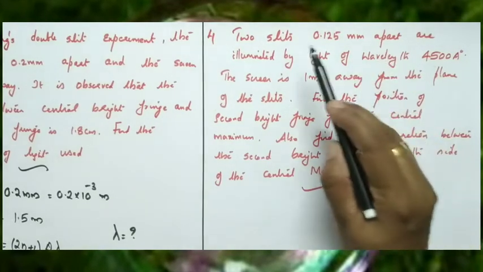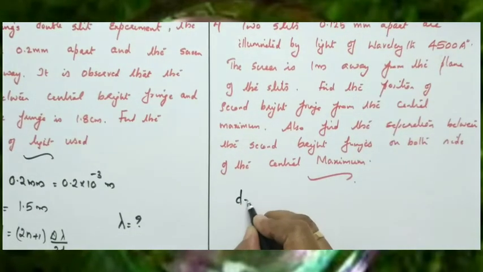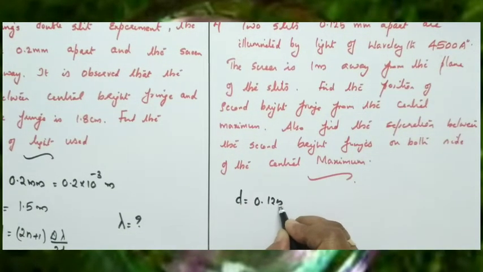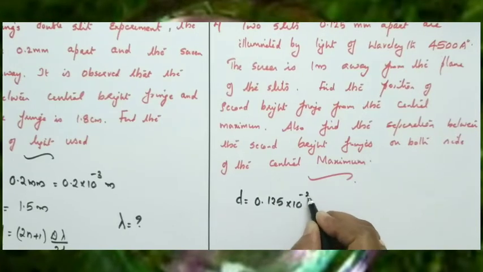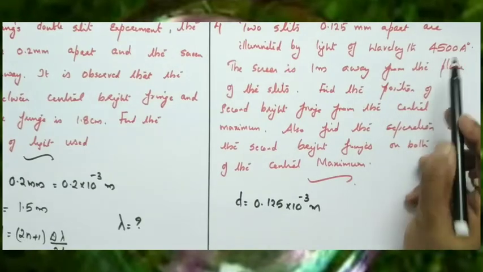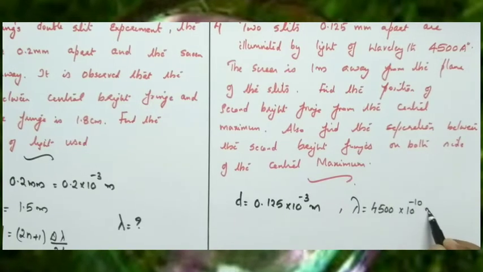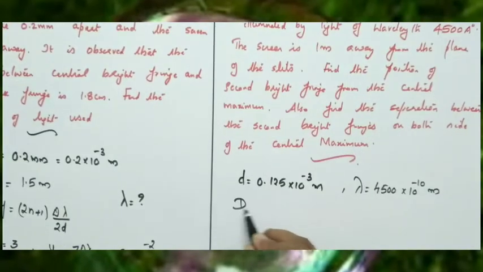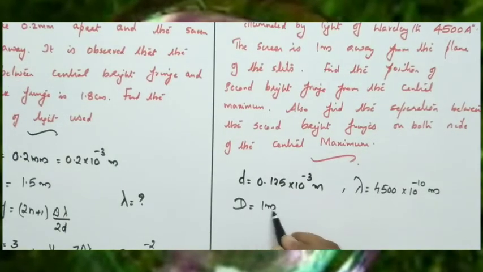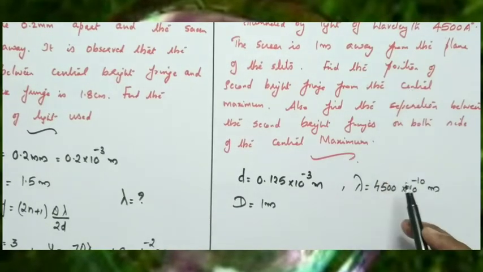Okay, so here what are the values given? Two slits 0.125 millimeter apart, that is small d. Small d is 0.125 millimeter, you can convert to meter. Then illuminated by light of wavelength 4500 angstrom. So wavelength is 4500 angstrom, that means 4500 into 10 raised to minus 10 meter. Screen is 1 meter away. The position of the screen is represented by D, capital D, 1 meter. Find the position of second bright fringe from the central maximum.